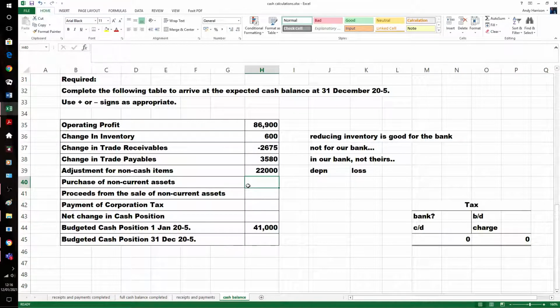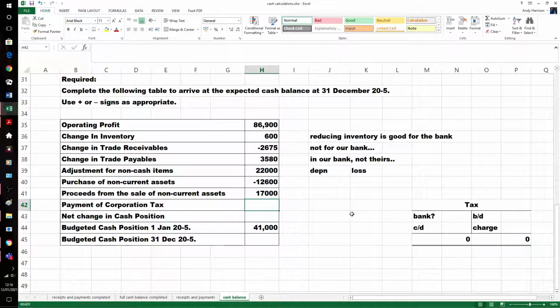And now we worry about the fact that we bought some and sold some. So the purchase is straight out of the notes. It doesn't directly affect our operating profit, but it reduces our bank, and the proceeds was part of the loss calculation. But proceeds, yeah, not directly, but it's in our bank account, so our bank account will be higher for the fact that we sold 17,000 worth of assets.